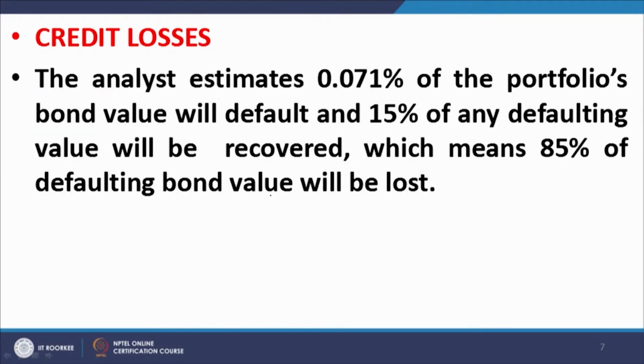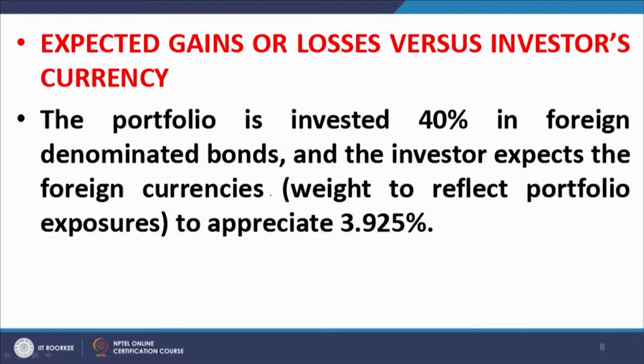To assess credit losses, the analyst estimates 0.071% of the portfolio's bond value will default and 15% of any defaulting value will be recovered, 85% will not be recovered. So, on the average, if a particular bond defaults, then 15% will be recovered, 85% will be the default amount, it will not be recovered. Then as far as the currency impact is concerned, the portfolio has invested 40% in foreign denominated bonds and the investor expects the foreign currencies to appreciate by 3.925%.